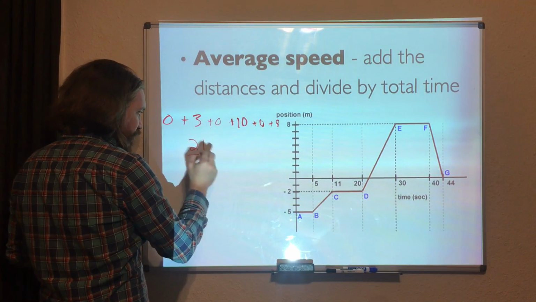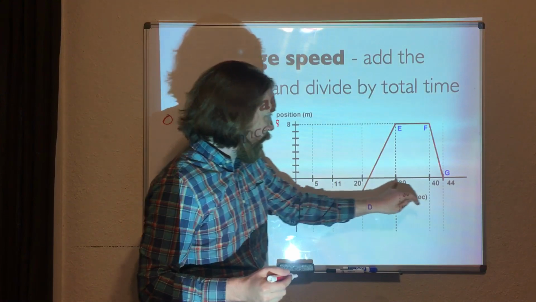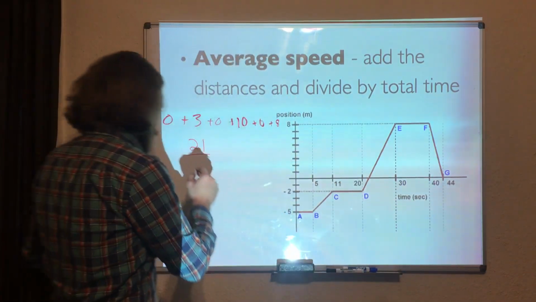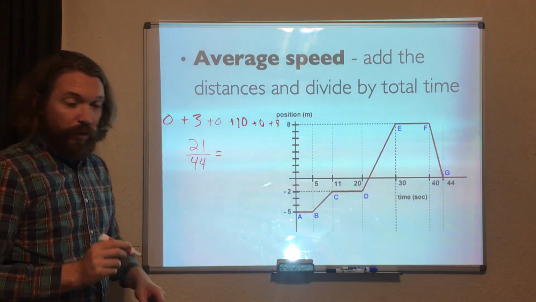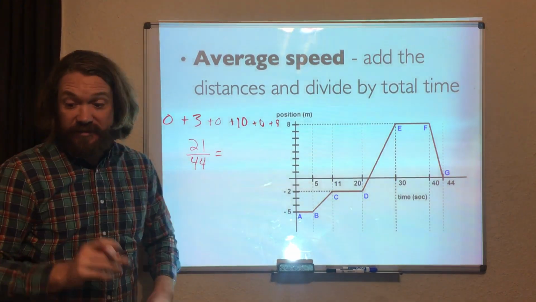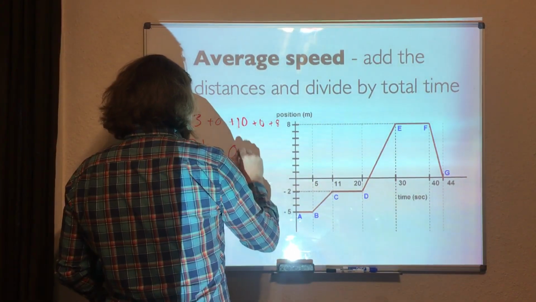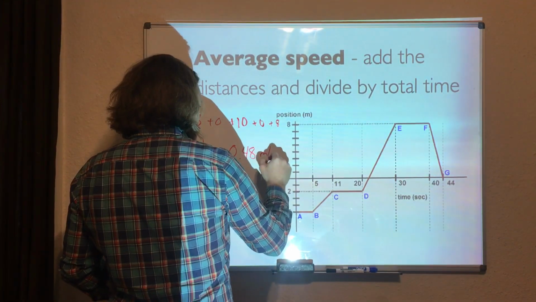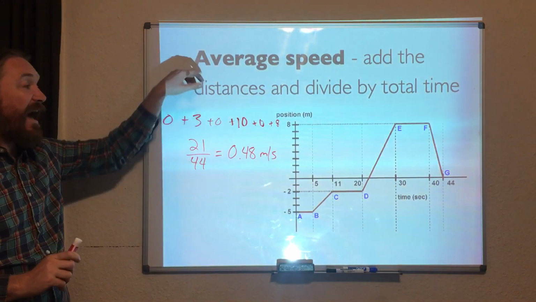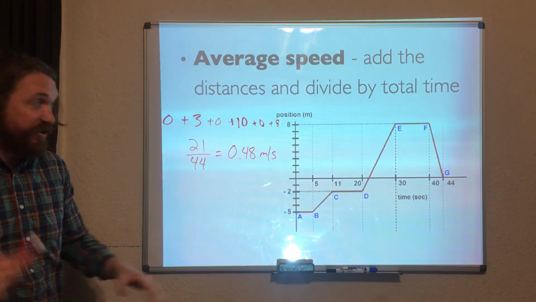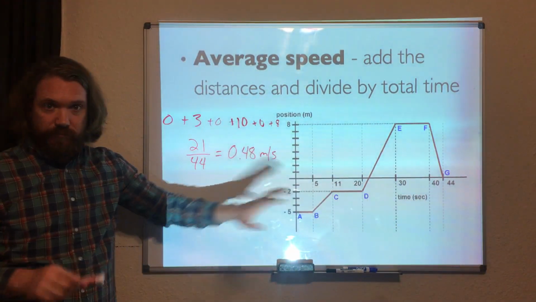This is our total distance divided by our time. Which time? You just look right here. 44. Our total distance, 21, divided by 44, our total time, is, I had to write this down, 0.48 meters per second. So that is the average speed. If you ever see average speed, add up the distances and divide it by the total time. Easy.